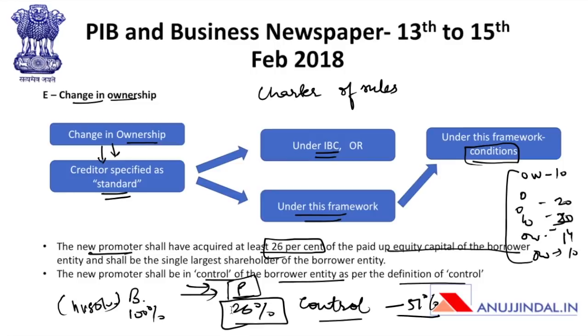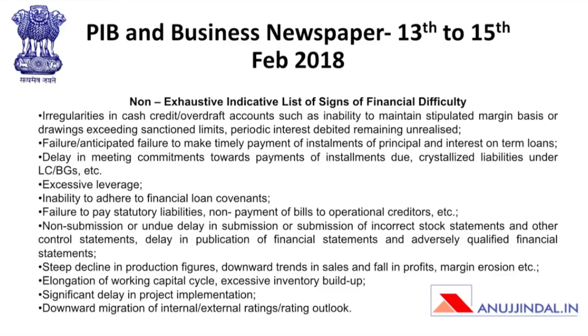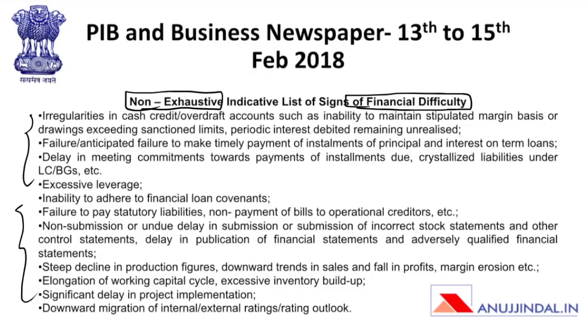Under the framework, if ownership is to be transformed from a lost asset or substandard to standard category, a non-exhaustive indicative list of signs of financial difficulty has also been provided. It's important to remember that this is non-exhaustive in nature and is only provided to give an idea as to what are the signs which show that there is financial difficulty in an enterprise. Number one, irregularities in cash credit or overdraft accounts. So, if you have taken a loan for working capital and there are irregularities in that overdraft account, such as inability to maintain stipulated margin or drawing exceeding sanction limits. This is what happened in the Nirav Modi case as well. He took a working capital loan from a bank branch and he kept taking loans despite the fact that he was not able to pay the principal amount on the loan that he had taken for working capital.